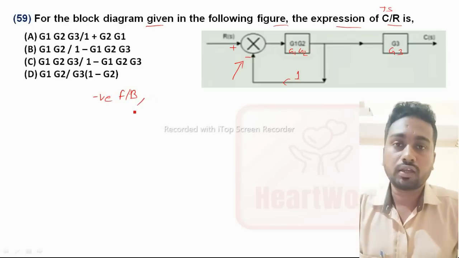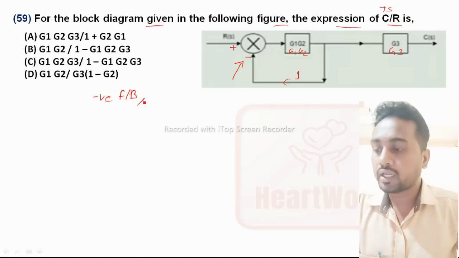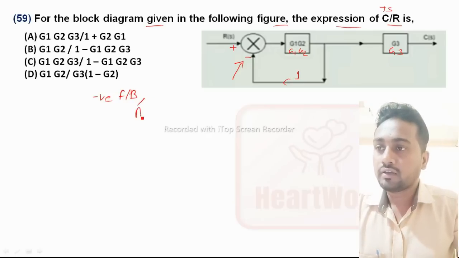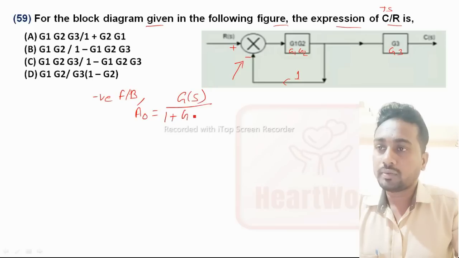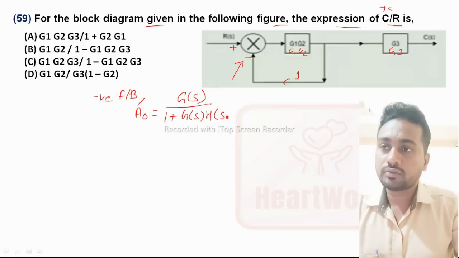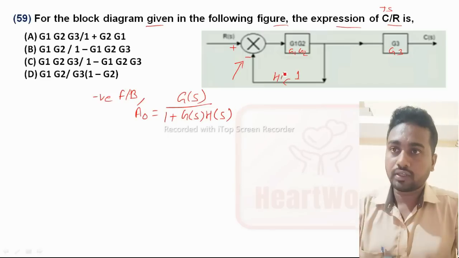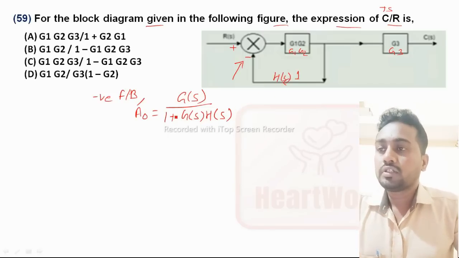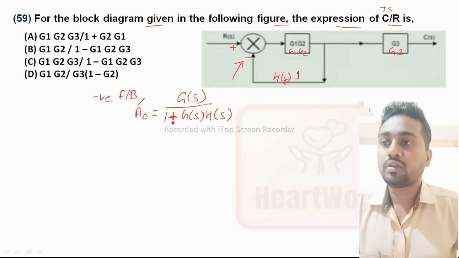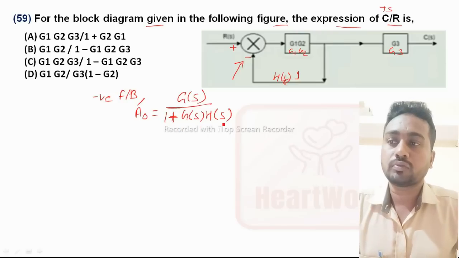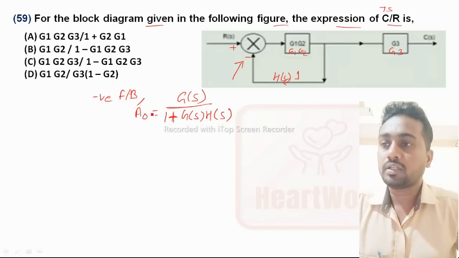If we calculate the gain for a negative feedback circuit, then the gain formula is A equals G of S divided by 1 plus G of S and H of S. H of S means the feedback signal. When it is positive feedback, this plus is changed to minus. The formula for positive feedback is G of S divided by 1 minus G of S H of S, but for negative it is plus.